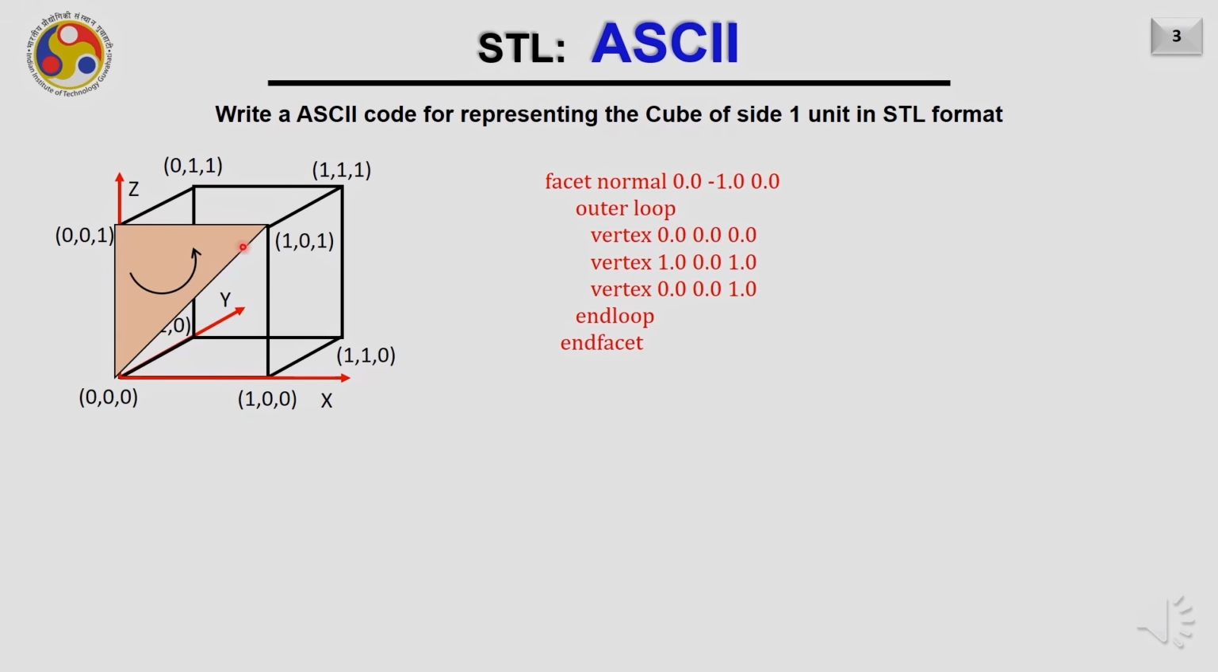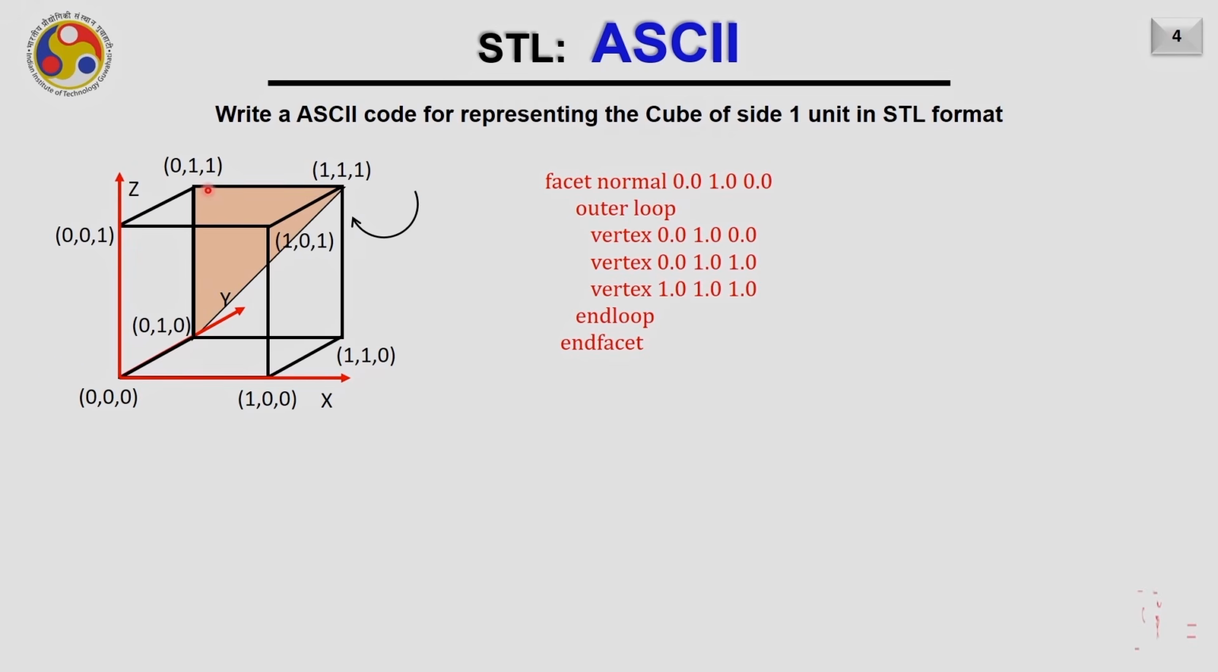Now this will be the second facet. In a very similar fashion, in this facet also, the facet normal is along the minus y direction. Hence, the facet normal is written as 0.0, minus 1.0 and 0.0. The outer loop corresponding to the vertices is written here, which is representing the first vertex, that is 0, 0, 0, and then the next vertex 1, 0, 1 and 0, 0, 1. The order of writing these vertices is again in the counterclockwise manner, and this arrow is representing the same. Hence, we are starting from this point, then this point, and then this point. Reverse of it is not a feasible idea.